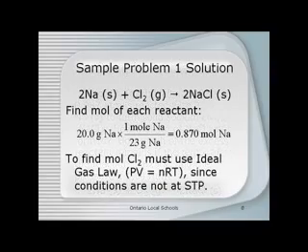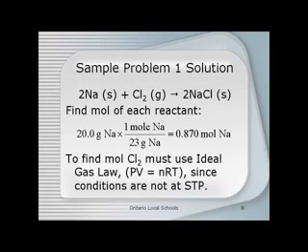As with all our stoichiometry problems, when we're given a quantity of more than one of the reactants, we want to first find the moles of each reactant and then pursue our limiting reactant calculation. So to find the moles of the sodium, a very simple conversion: 20 grams of sodium times the conversion factor that would have 1 mole of sodium on top over 23 grams of sodium on the bottom. When we do that, we get 0.870 moles of sodium.